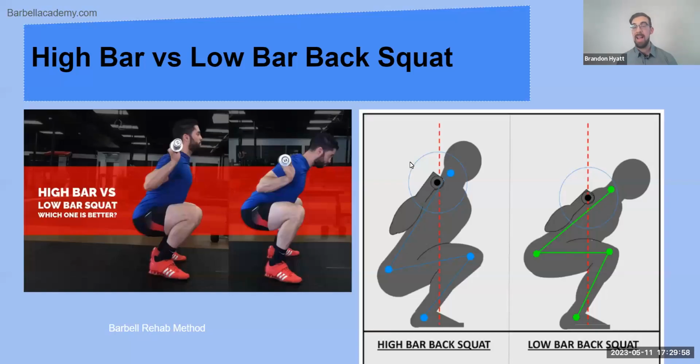We're going to break down the back squat even more and look at high bar versus low bar. So bar position influences the center of mass, and the body has to position itself to maintain its center of mass over its base of support. If we look at the right picture, we can see that the center of mass is over the base of support in both pictures. However, the body positions itself differently to accomplish that.